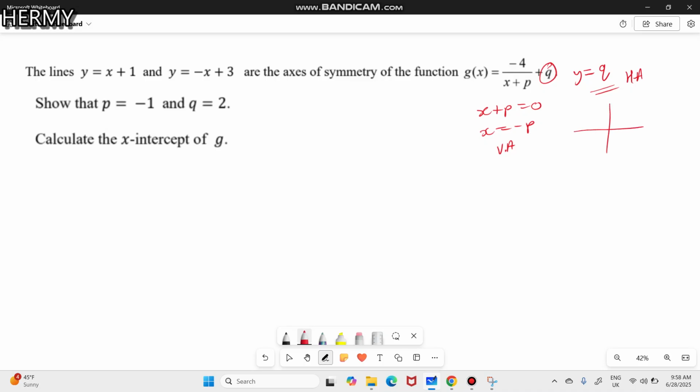So if you have something like this, the vertical asymptote, which is this one, is negative p. So negative p is this side. And the horizontal asymptote is this side, which is q. Sorry, which is q. So you have something like this. So they want the value of p and q. So let's go and find those two values.